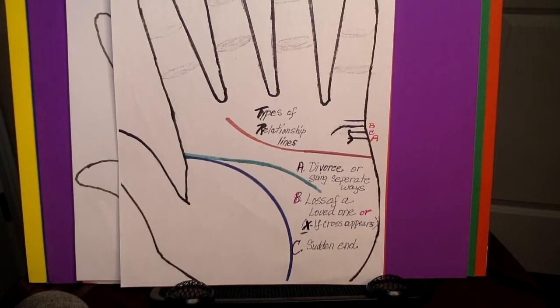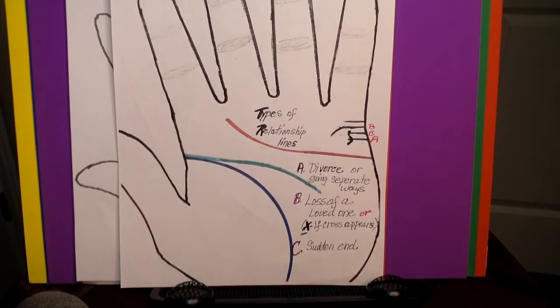Also, relationship lines on your left hand demonstrate more clearly our deeper love commitments. So if you've always looked at the right hand and you knew that these were the relationship lines, I think you should start looking at the left hand a bit.